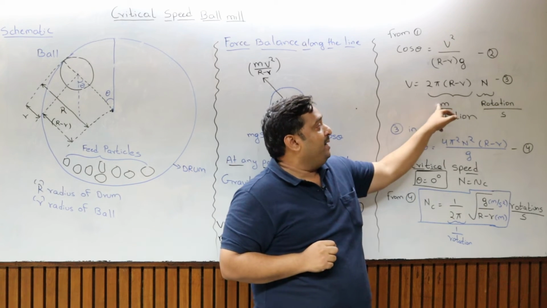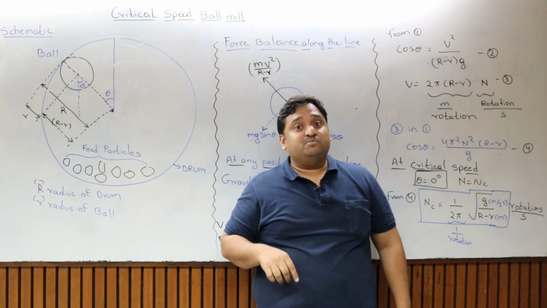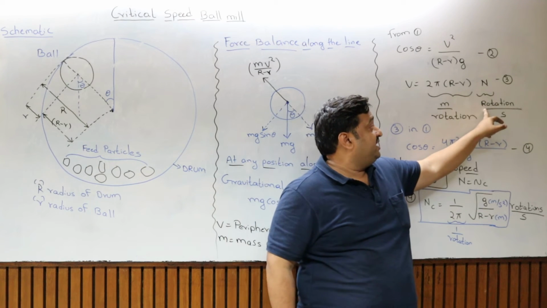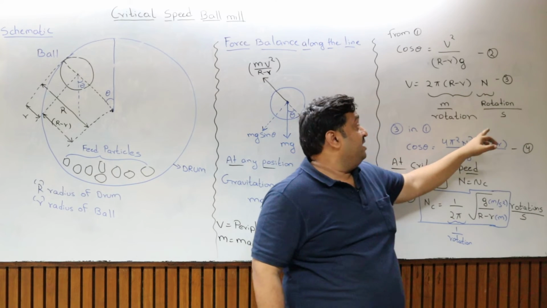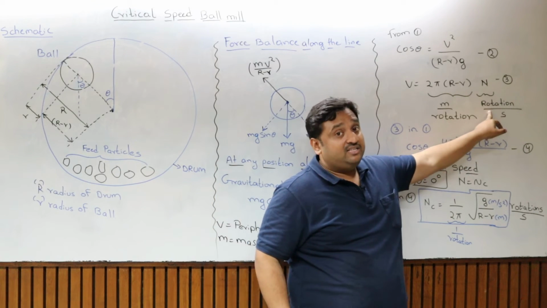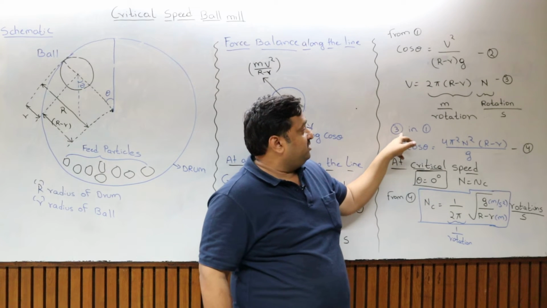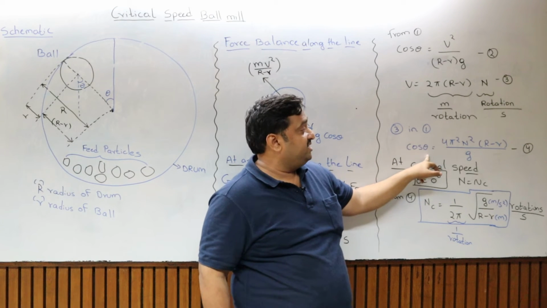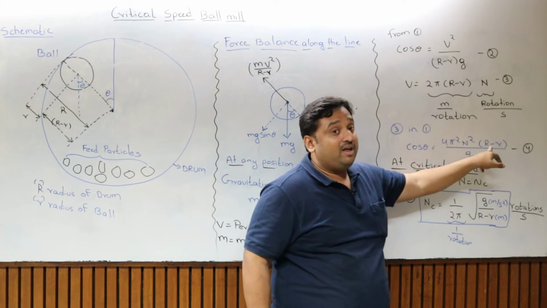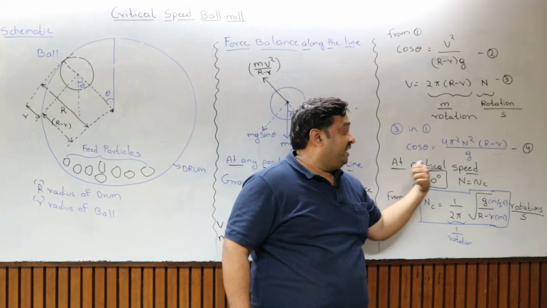2 pi r is meters per rotation, and n means the speed of the drum, rotations per minute. Every second how much it is getting rotated, and every rotation how much distance it is getting covered. Rotation cancels out, and the velocity is in meters per second. Okay, once you put 3 in 1, cos theta is equal to 4 pi square n square (R minus r) by g. So from this, what is the critical speed?